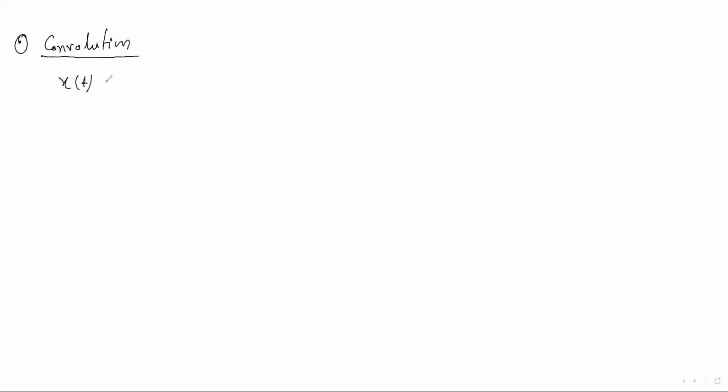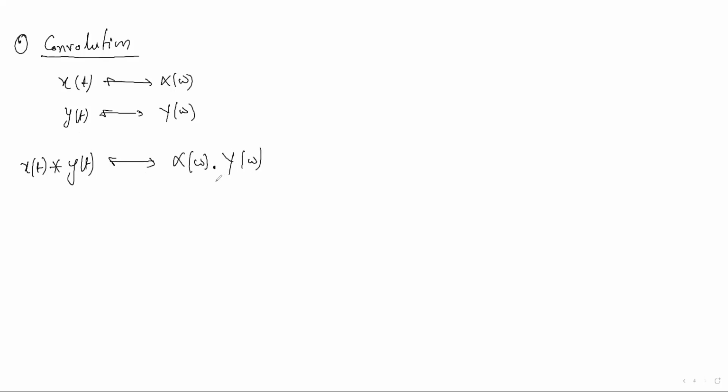Suppose the Fourier transform of x of t is X of omega, and the Fourier transform of y of t is Y of omega. The convolution of x of t with y of t is represented by a star between them, which means we convolve x with y of t. This is the convolution of two signals, and its Fourier transform is only the multiplication in the frequency domain. For now, just remember this.